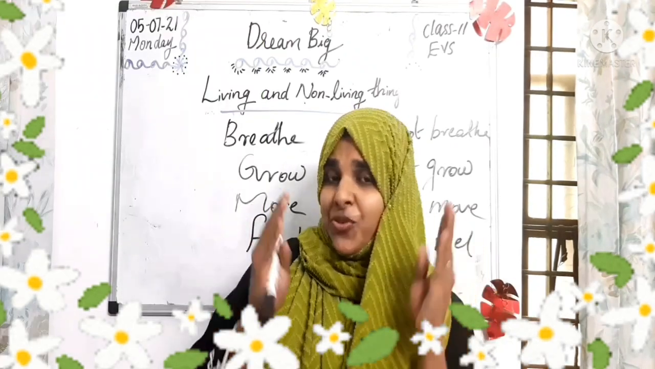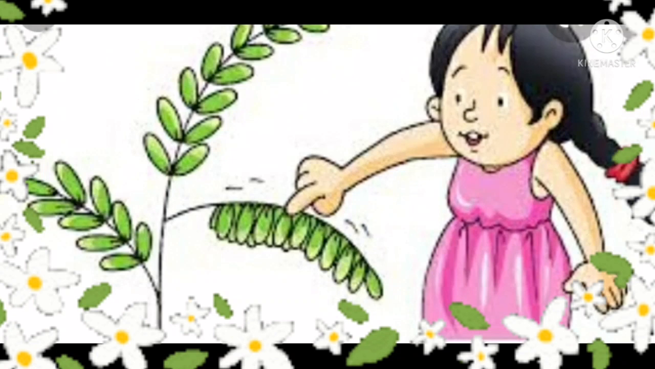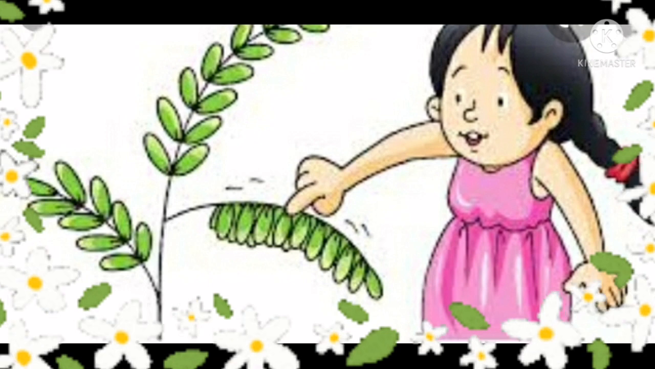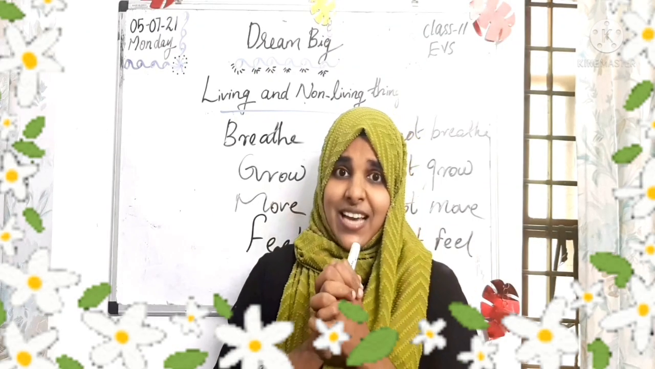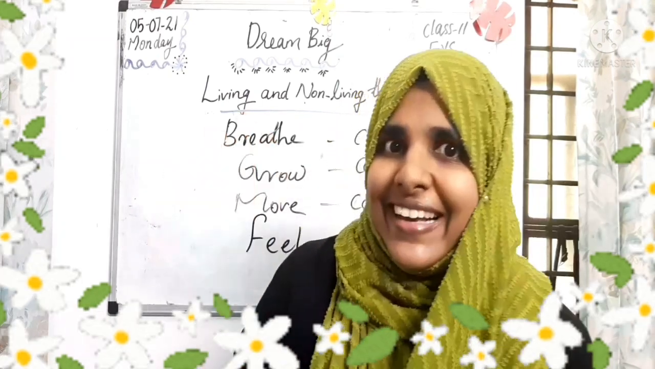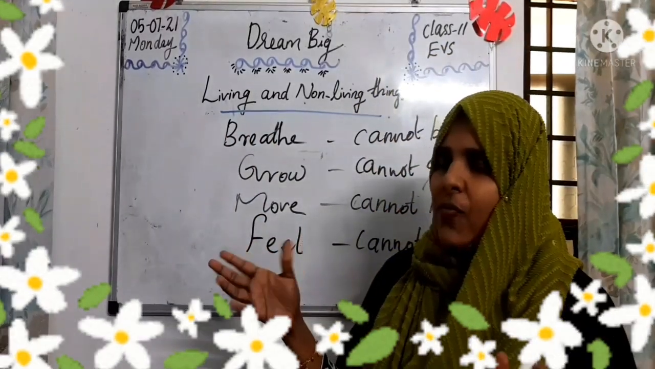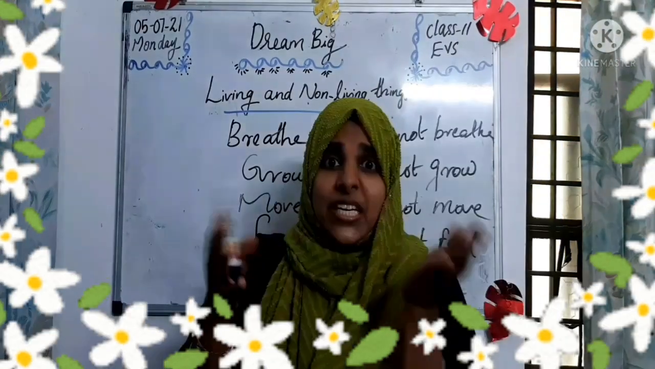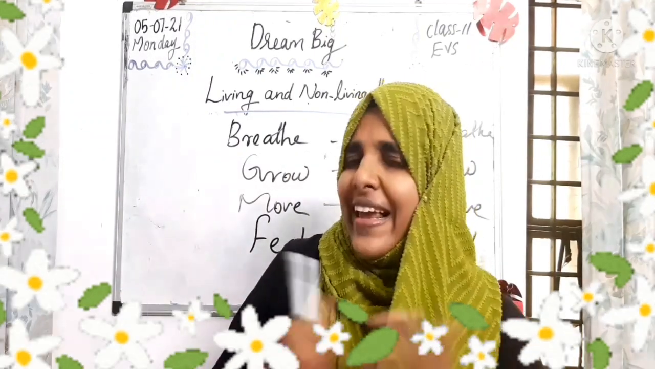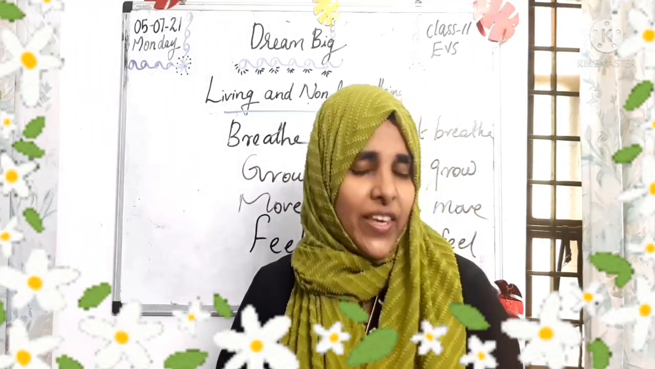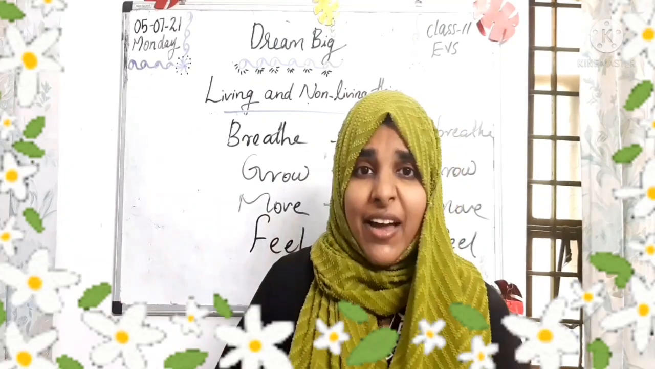You may see it near your home. If it is there near your home, just touch that plant. You can see that the plant's leaves are folding. So my dear students, don't pluck leaves or flowers from a plant because it also has life. From that we can understand plants also have feeling. That's why when we touch that plant, it closes its leaves. So children, from this we can understand living things can feel.